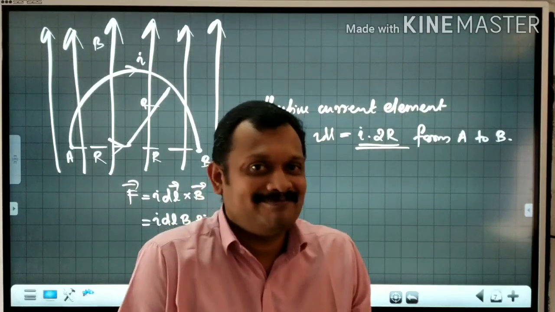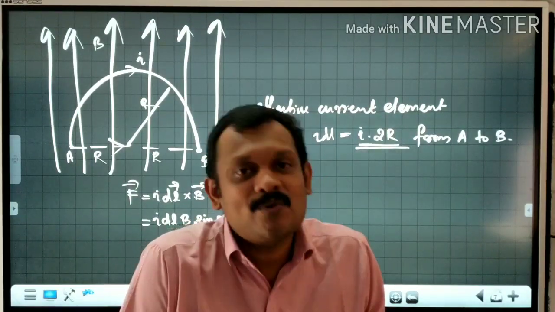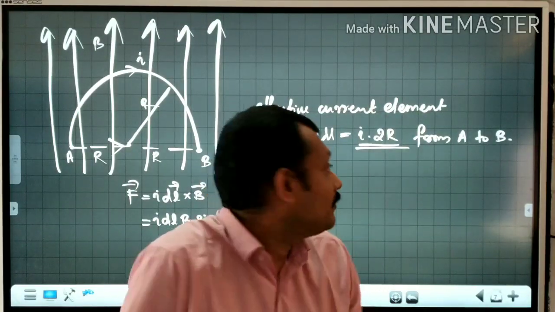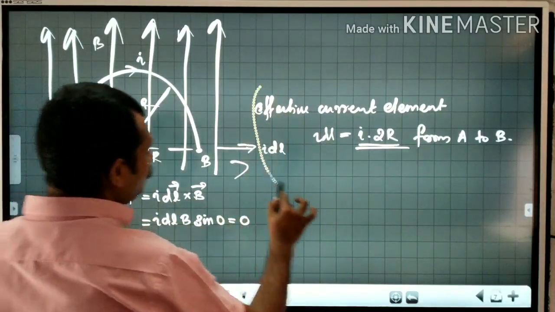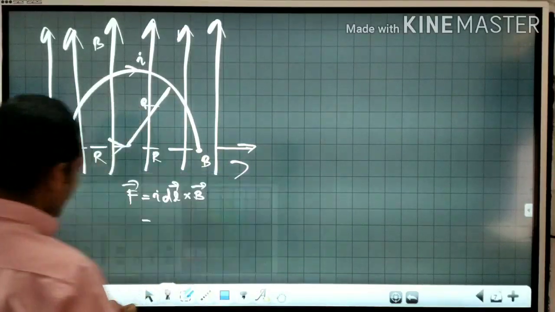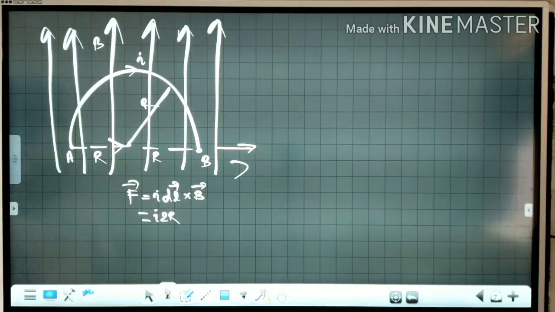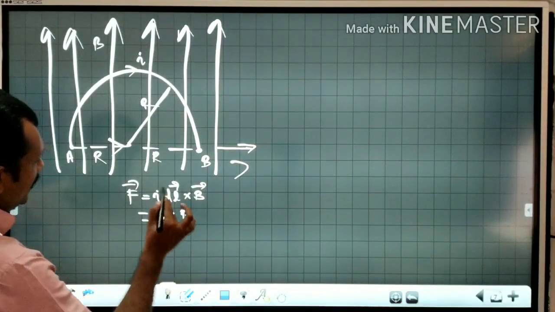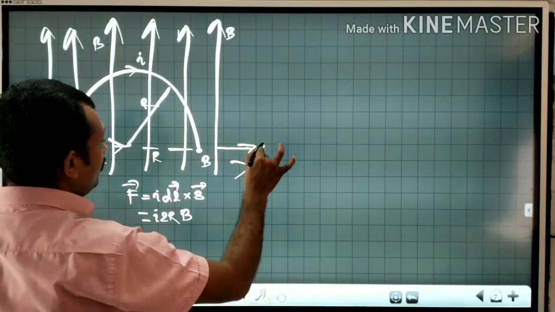How to solve it? Just quickly analyze the situation. Magnetic force on this conductor is IDL cross B. First question, what is the angle between? So here I can say IDL is equal to I into R. That's the magnitude. And magnetic field is B. What is the angle between IDL and B?